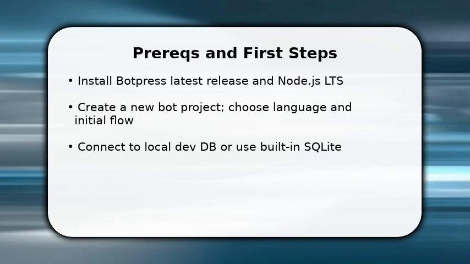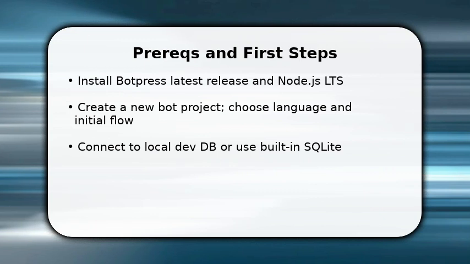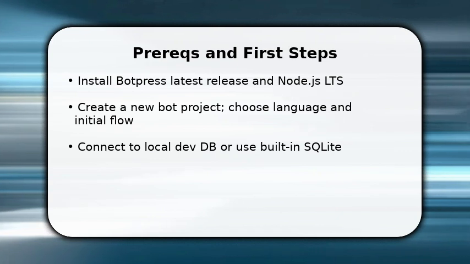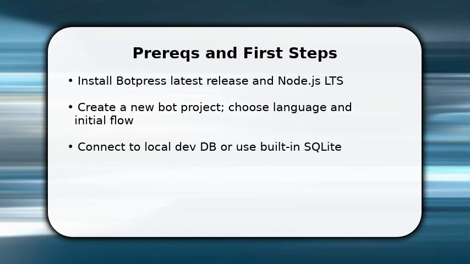You start by confirming prerequisites: Node, JS, LTS, and Botpress installed. Create a new bot project and pick your primary language so intents align. Initialize storage, use built-in SQLite for quick tests, or connect a local Postgres for persistence. Once done, open the Botpress Studio and scaffold a simple welcome flow.